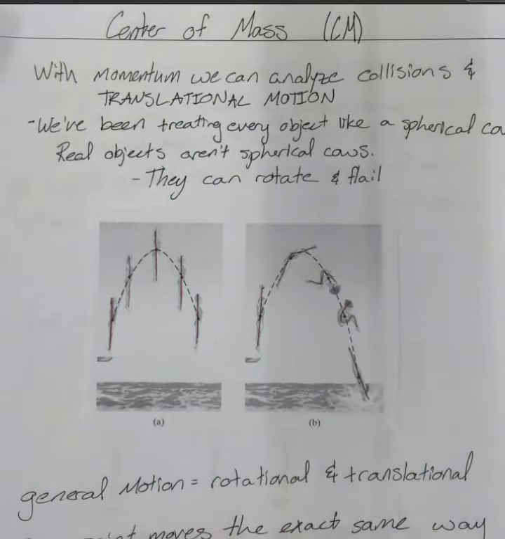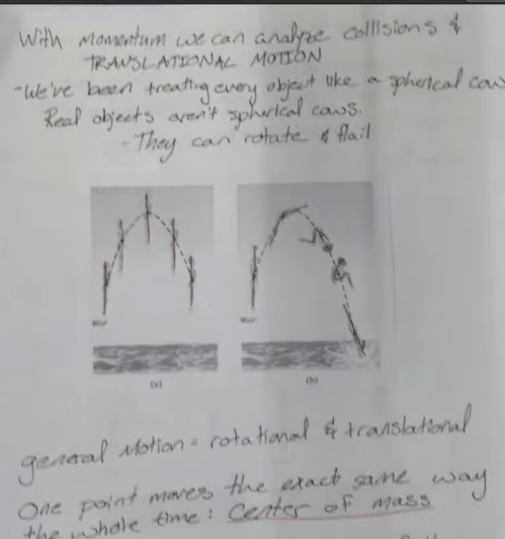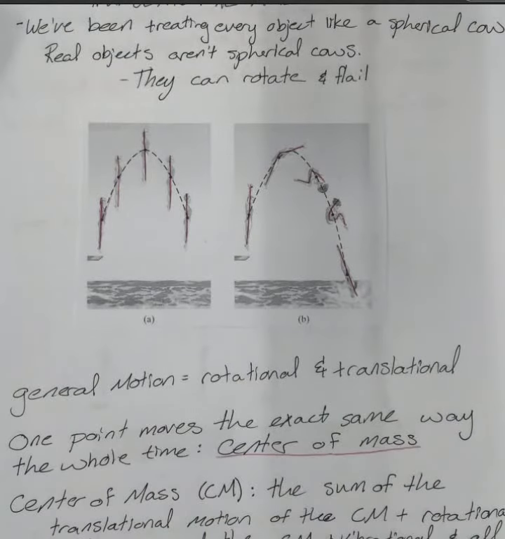We call general motion the rotational and translational motion together. So all of that flailing and rolling is just the general motion that you experience or see on a day-to-day basis. There is one point, and that one point moves the exact same way the whole time. And that one point is the center of mass.